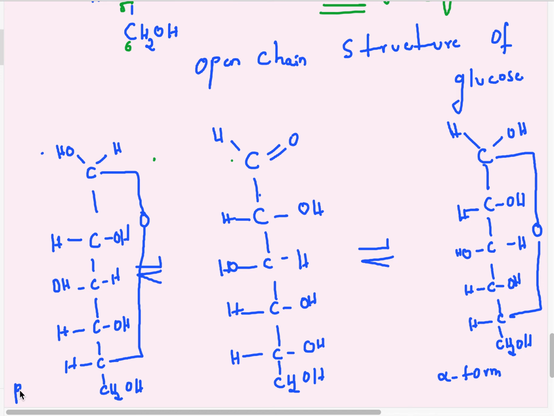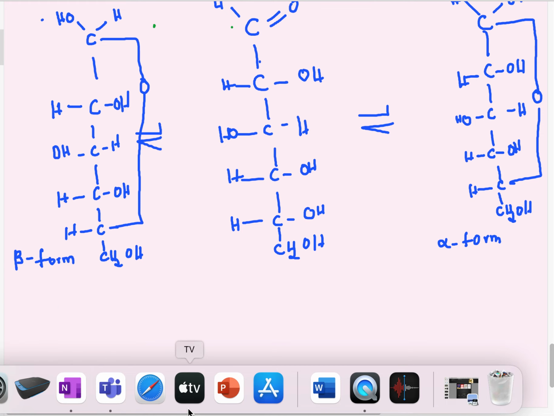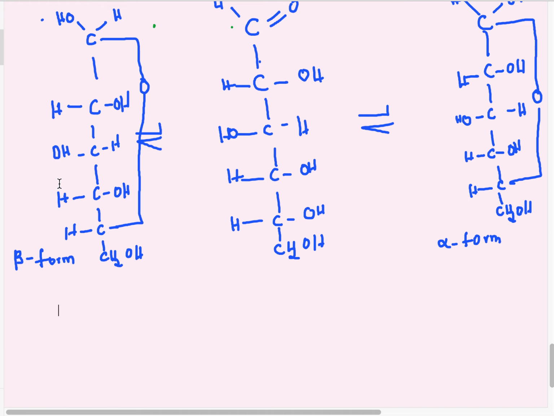What is this, students? That is the alpha form. That is the beta form. Alpha and beta forms, these two we call epimers. What did I say to you, students? Epimers means only one carbon configuration is different, rest all same. Alpha form, beta form: only the first carbon is different, remaining all are same. Clear? Now I am comparing with Haworth structures.